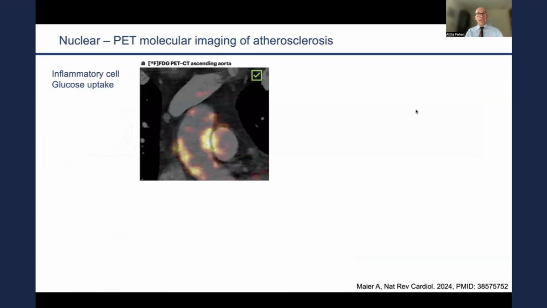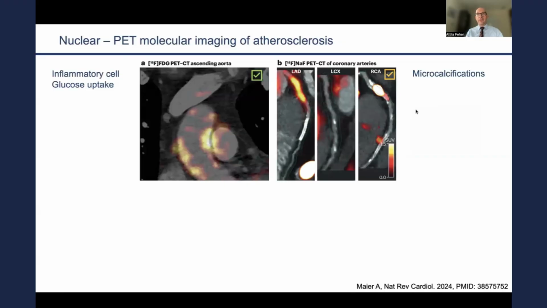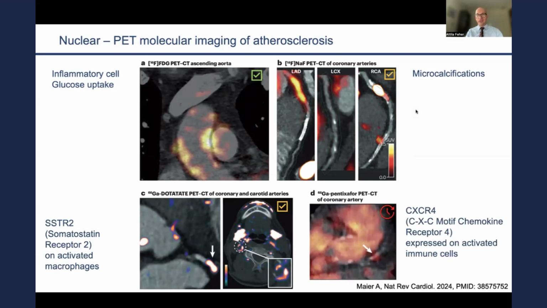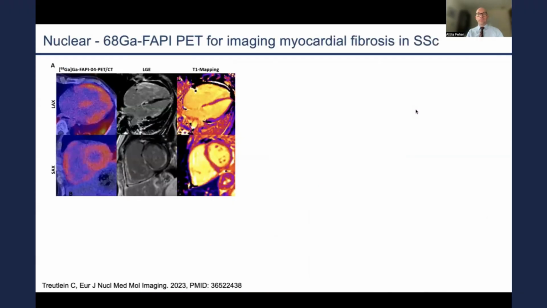Next step is PET molecular imaging, which is really the future for imaging atherosclerosis and other cardiovascular involvement. You can image glucose uptake, especially in the aorta. You can image vasculitis. You can image microcalcifications with sodium fluoride. You can image somatostatin receptor 2 on activated macrophages. And you could image CXCR4, which is expressed on activated immune cells. Again, these are exciting agents for the future to image inflammation. Most of them are not available except for FDG, of course.